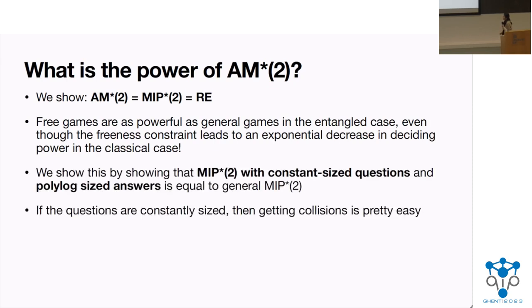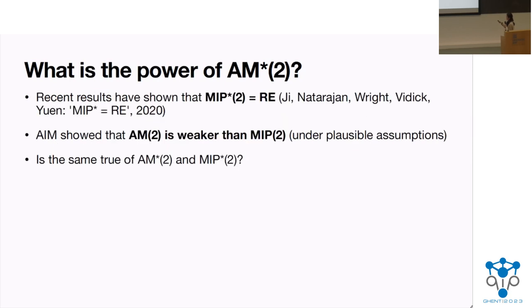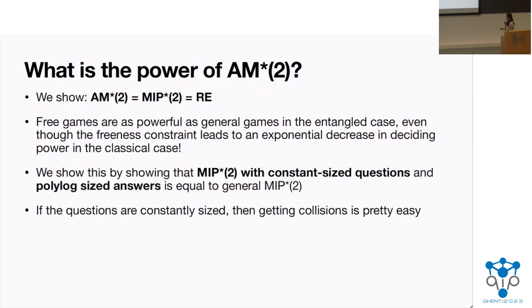We show this by showing that MIP2 star with constant-size questions and polylog-sized answers is equal to general MIP2 star. The MIP2 star equals RE result had polynomial-sized questions and polynomial-sized answers. We get the same result, but with very short questions and relatively short answers. Now, if the questions are constant-sized, then getting collisions is very easy. So this is why you can naturally generalize this to AM2 star being equal to RE.